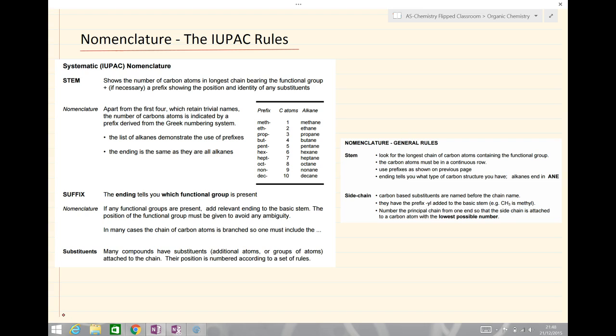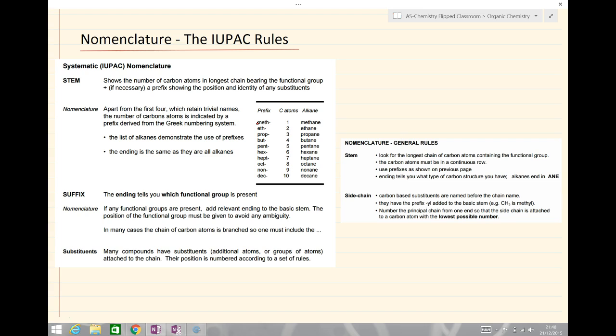An example here, we've got the alkanes, and if they've got 1 carbon, then we have the prefix meth with the suffix ane. Apart from the first 4, which retain trivial names, the number of carbon atoms is indicated by a prefix derived from the Greek numbering system. So the list of alkanes demonstrate the use of prefixes: meth, eth, prop, but, pent, hex, hept, oct, non, dec, for the numbers 1, 2, 3, 4, 5, 6, 7, 8, 9 and 10. And the ending is the name, as they are all alkanes. So the ending ane identifies the functional group as an alkane.